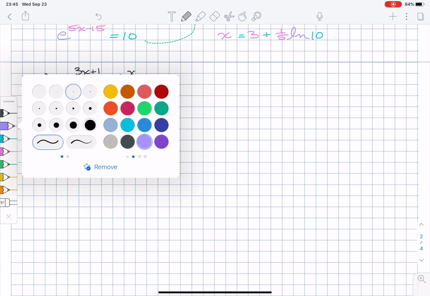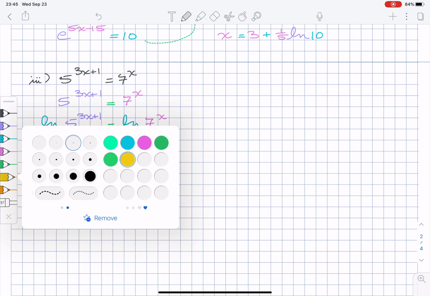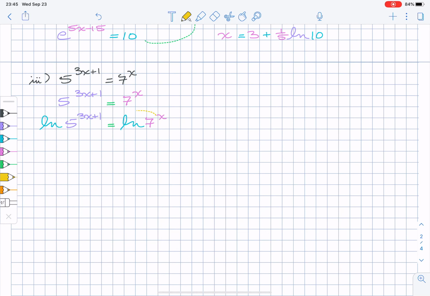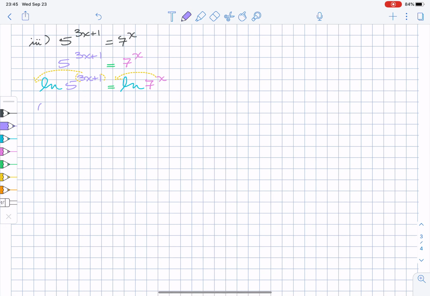So if I evaluate natural log of 5 to the 3x plus 1, what I get then is natural log of 7 to the x. Okay, I'm almost there. So what I need to do now is bring the exponents down, because my goal is to solve for x. I need to move the exponents down in front using the power rule. So what this gives me will be quantity 3x plus 1 times natural log of 5 is equal to x times natural log of 7.